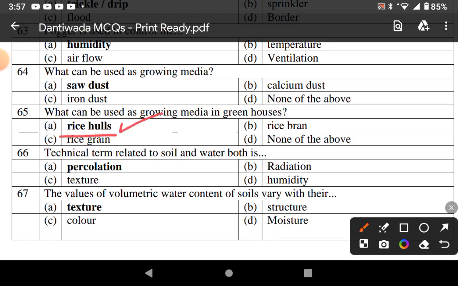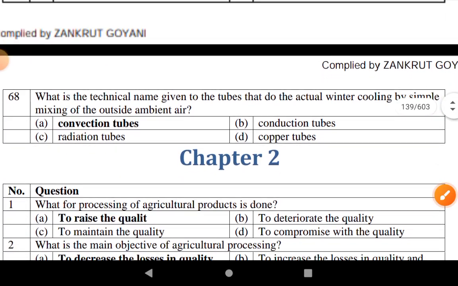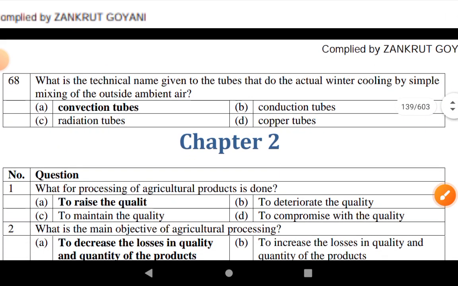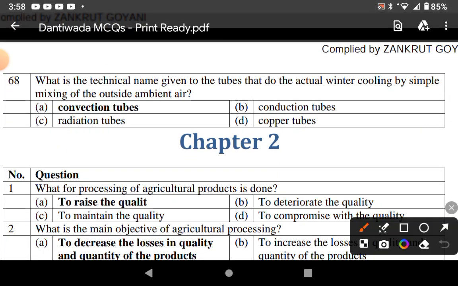The technical term related to soil and water both is percolation. The value of volumetric water content in soils varies with their texture. What is the technical name given to tubes that do the actual winter cooling by simple mixing of outside ambient air? It is convection tube.